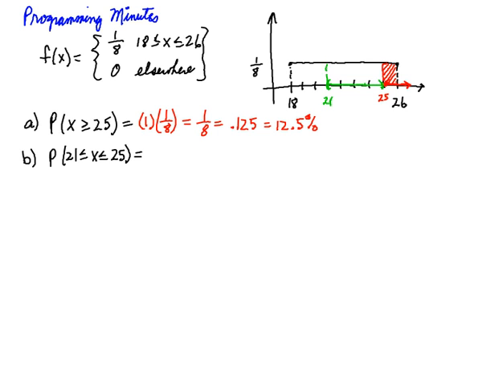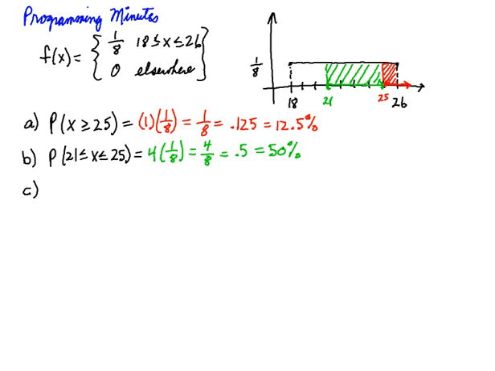And to find the probability that the random variable would be in that interval, it's the area under the density function above the interval. So I would have 4 times 1/8, which is 4/8, which is 0.5 or 50%. So there's a 50% probability that a sitcom will have somewhere between 21 and 25 minutes of programming.